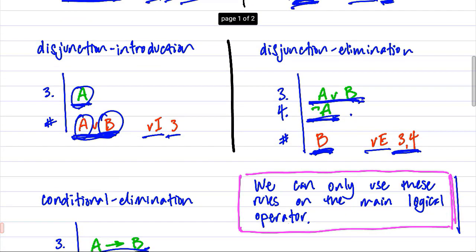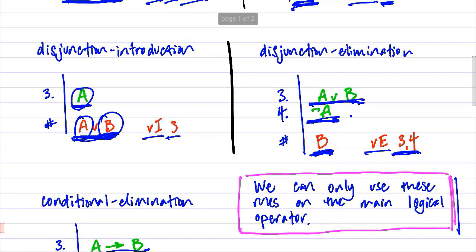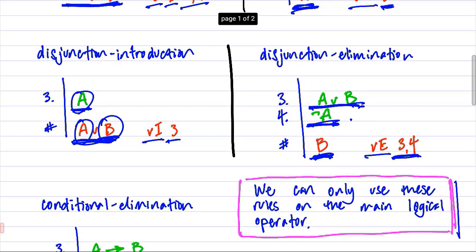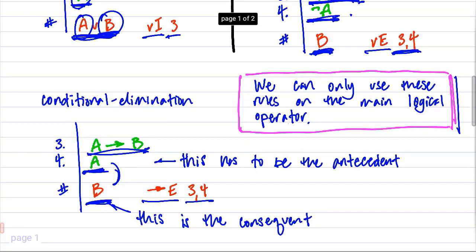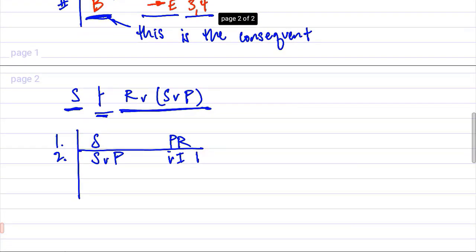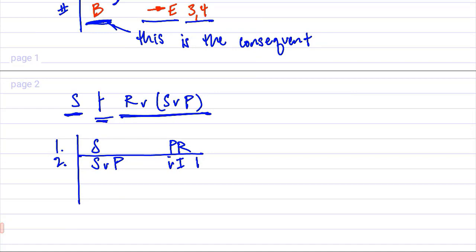So recall disjunction introduction, we have something on one line, and then on a new line we can repeat that, whatever it is. In our proof it's S. We can repeat it, wedge, and then anything else. And then we cite it like this. So that's just what we did down here, S or P, and then we cited it as wedge introduction, line 1.